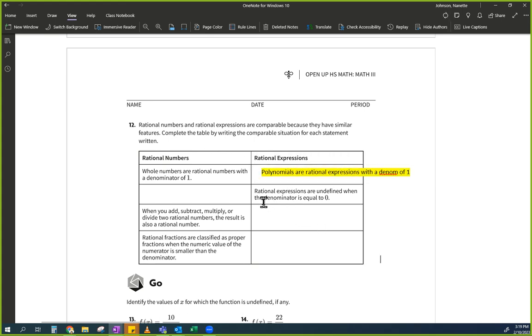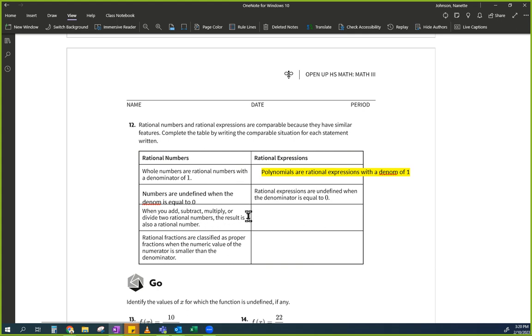Okay. So this one says rational expressions are undefined when the denominator is equal to 0. Well, that's true for fractions too, right? So numbers are undefined when the denominator is equal to 0. Let me see if I can cut this real quick. That looks pretty good, right?